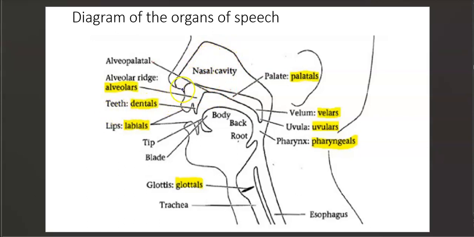Then here we have the teeth, the dentals. Then we have the lips here. So here are the lips, okay. Inside the lips we have the tongue here, okay. Then we have the tip, the blade, the glottis here, the trachea here, the esophagus here, the pharynx here, and then the uvula and the velum.